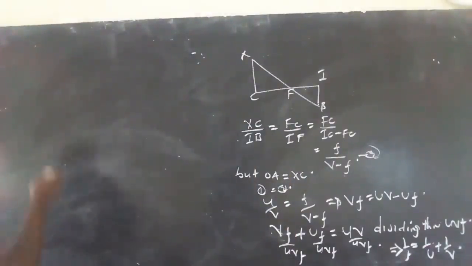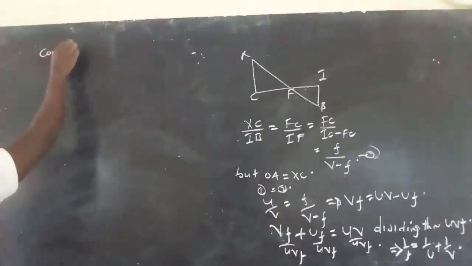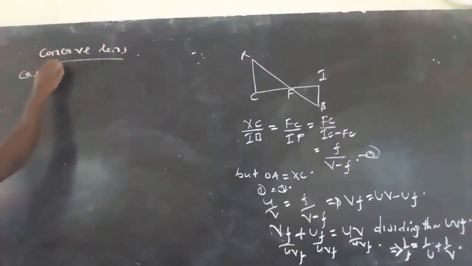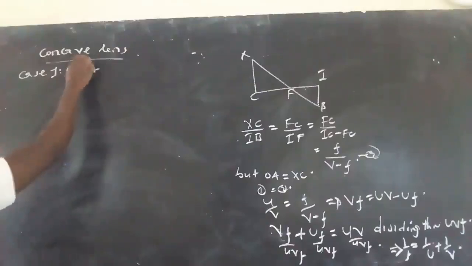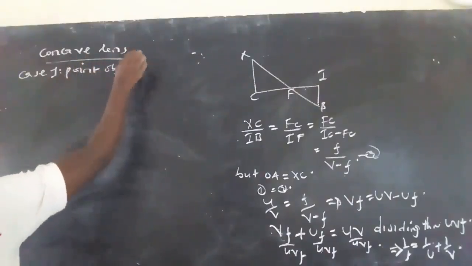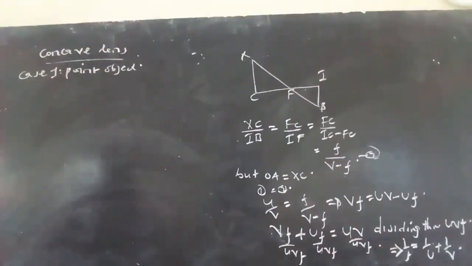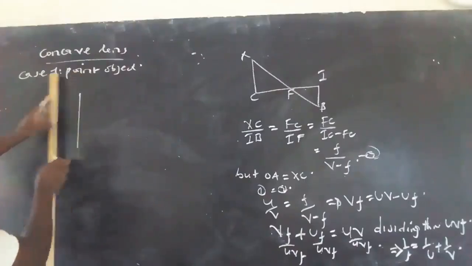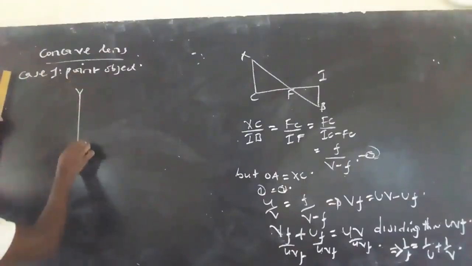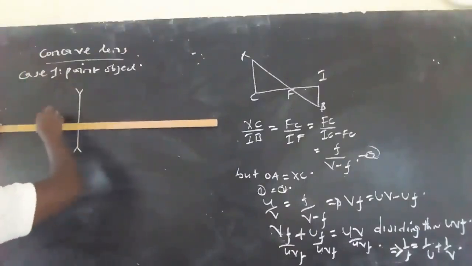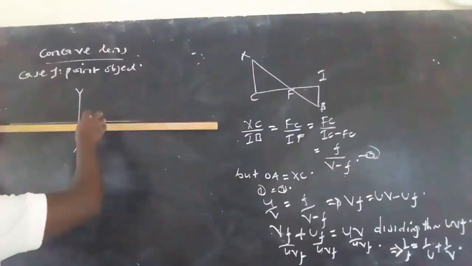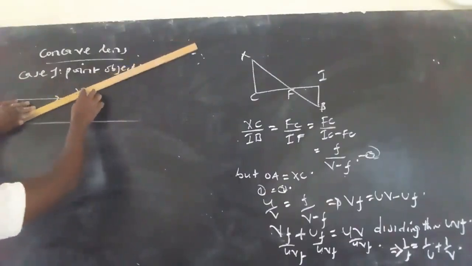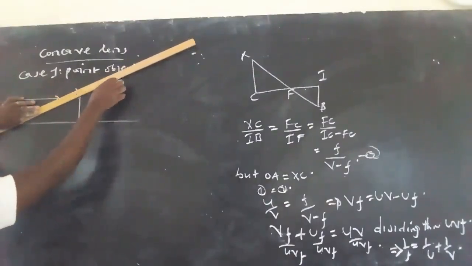Then we shall move on to diverging or concave lens. Case 1: point object. So we shall draw the diagram. Point object, draw the diagram. Consider a pair of beam of light, like this. It will be diverged. So it diverges, it goes up, like this.